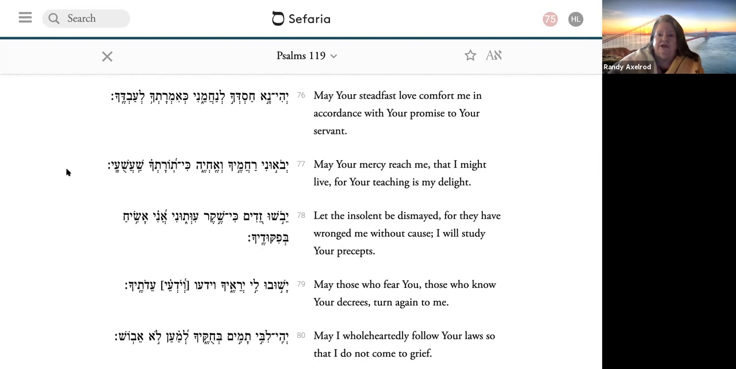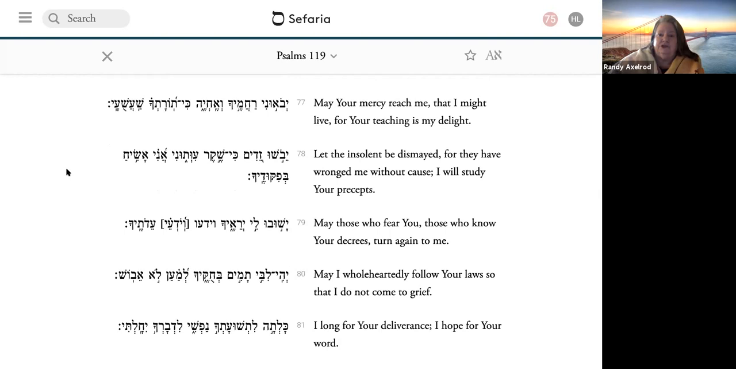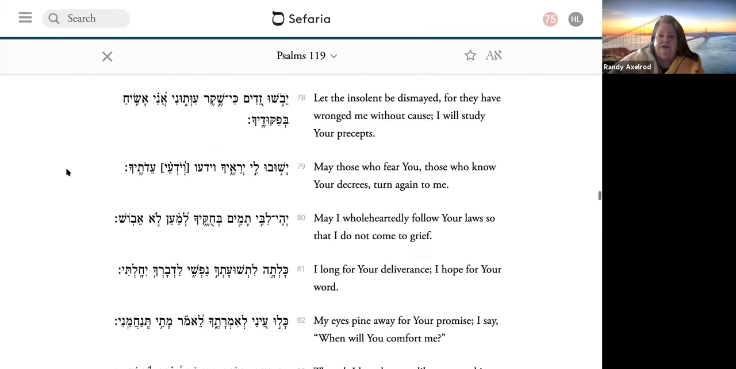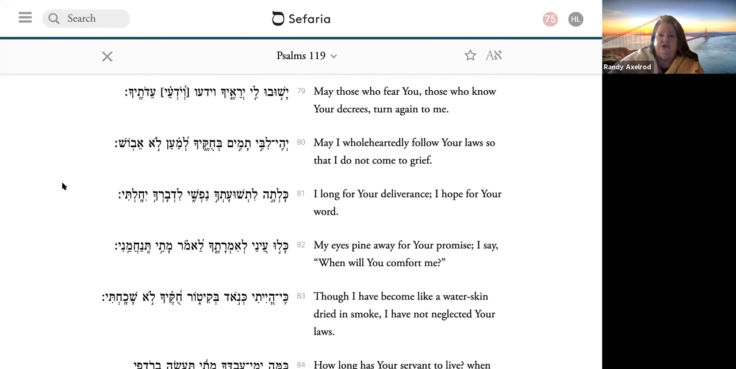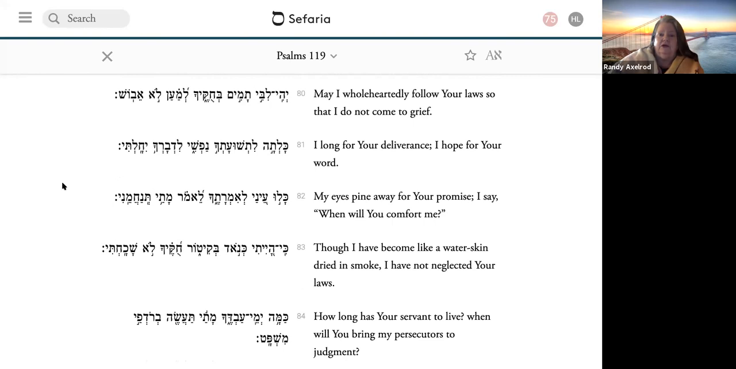May your steadfast love comfort me in accordance with your promise to your servant. May your mercy reach me that I might live, for your teaching is my delight. Let the insolent be dismayed, for they have wronged me without cause. I will study your precepts. May those who fear you, those who know your decrees, turn again to me. May I wholeheartedly follow your laws so that I do not come to grief.